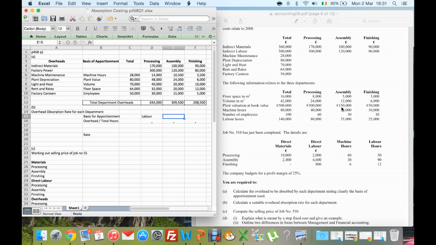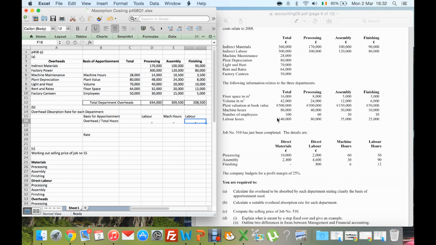The next one, 3/8 of all of the machine hours is in assembly, where that is less than labour hours. So I'm going to say assembly is based on machine hours. And then the last one, 10/80, so 1/8, is machine hours in the finishing department. 25 over 140 is more than that, so I'm going to say that's based on labour hours.